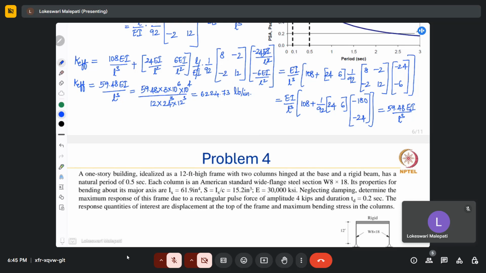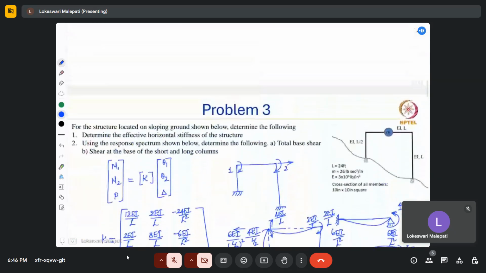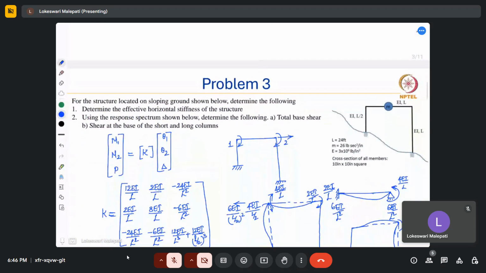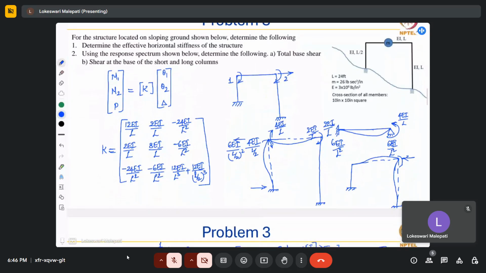So why do we need to find the value of effective stiffness? Because we need to find out the time period for this single degree of freedom system, so that from that we can find out the acceleration response, the pseudo acceleration response. Using that, we can find out the member forces which is required in the second part of the question. So now we know the effective stiffness and mass is also given. So using these things, we can find out the time period.